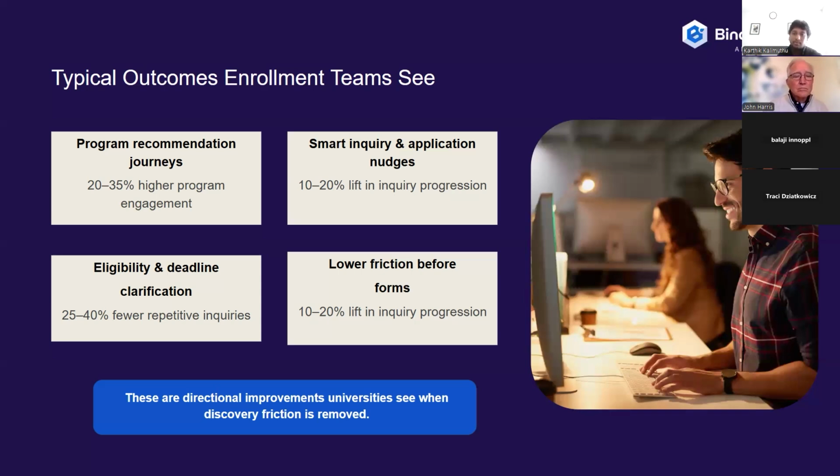And also, more important, certain deadline clarifications or eligibility clarification questions are answered right at the beginning itself. So it saves lots of time for the student as well as for the enrollment admins. They don't need to answer the same question to multiple people. So those kinds of clarifications are done at a faster pace at the beginning stages itself.